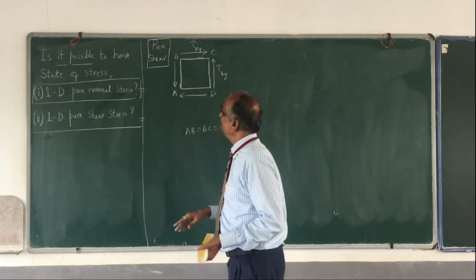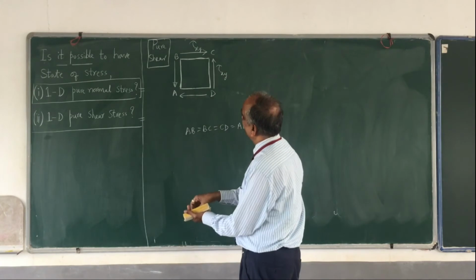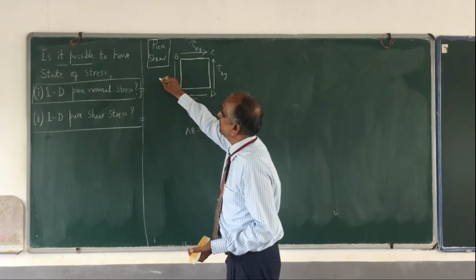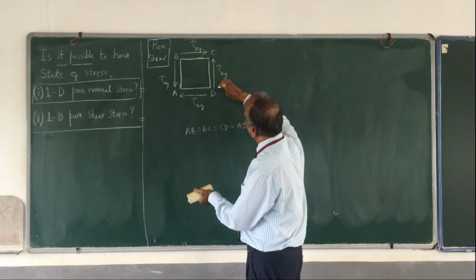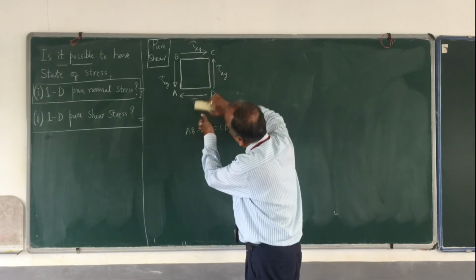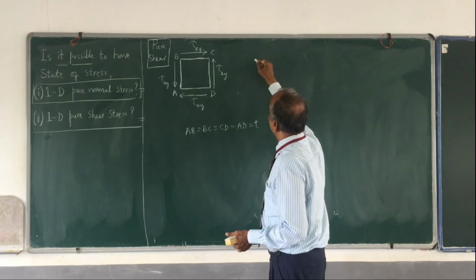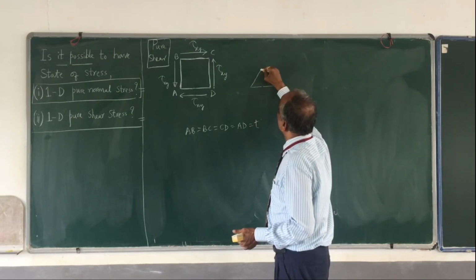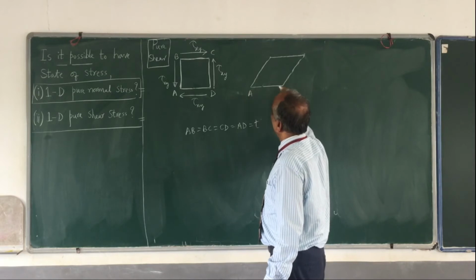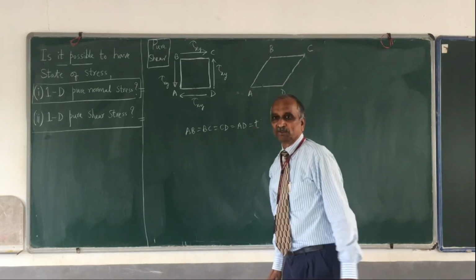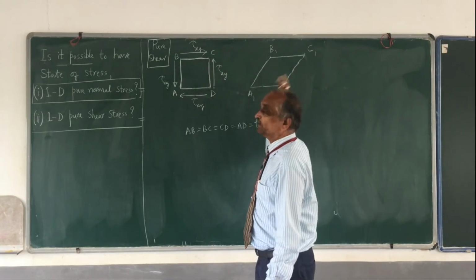So now what happens? Carefully observe here. So I hold this. Though I am applying, I am having here the stress tau xy and this also tau xy. Now if I hold it, this surface, this plane, tries to go this way, and this face tries to go this way. Or in other words, it becomes something like this. Let me call the new points A1, D1, B1, C1. After the application of these stresses, it becomes like this.